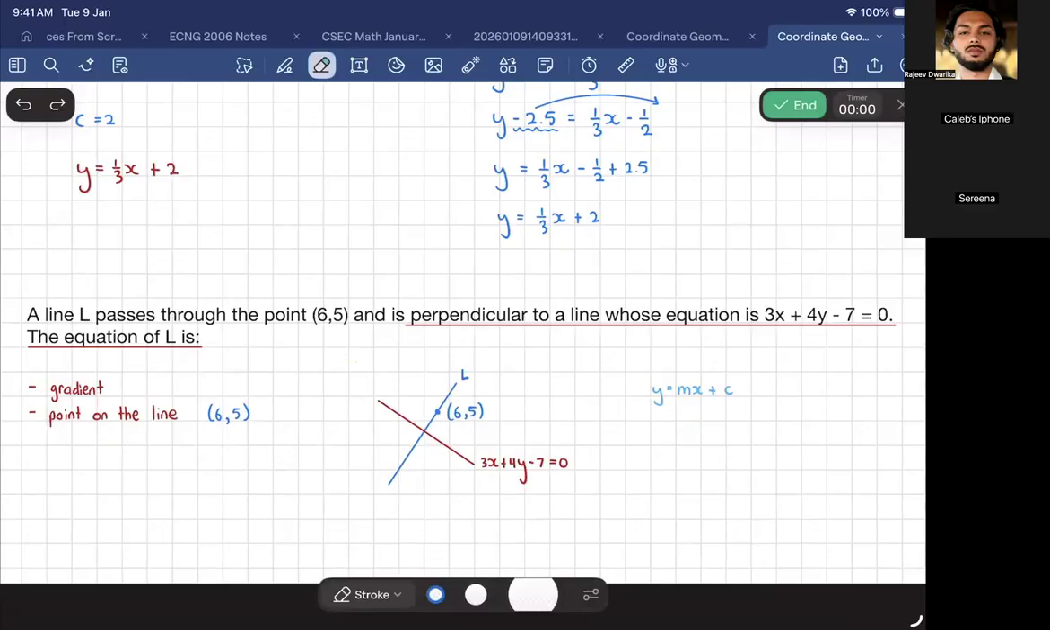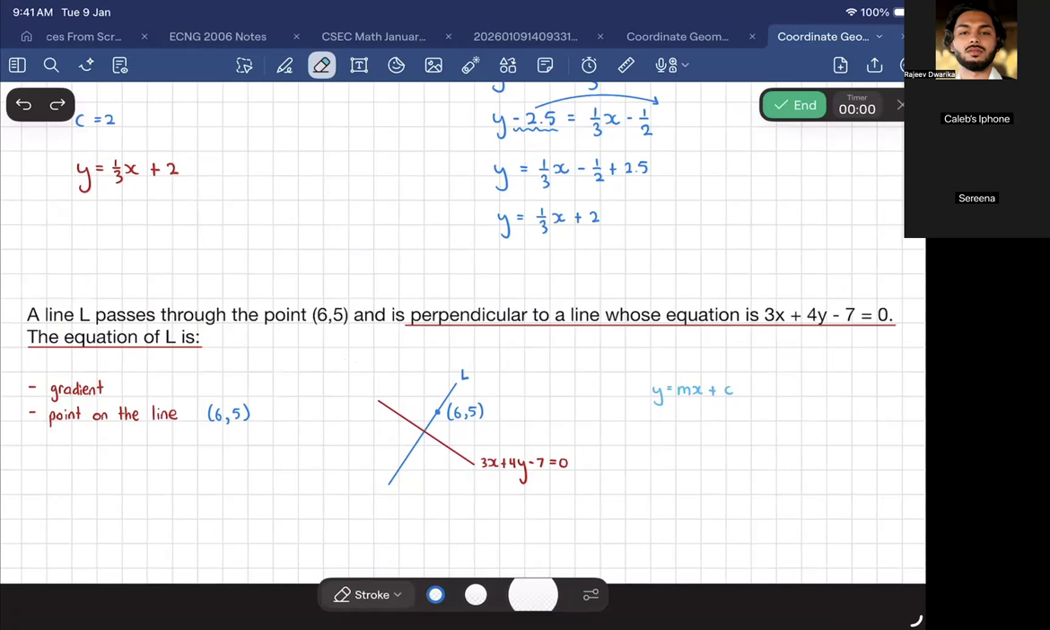And you know that these two lines are what to each other? Perpendicular. Yes, we know that they are perpendicular to each other. So if I know the gradient of one of those lines, what could I do now? Find the reciprocal and change the sign. And why are you doing that? To find the gradient of the line L. Exactly. That is it.